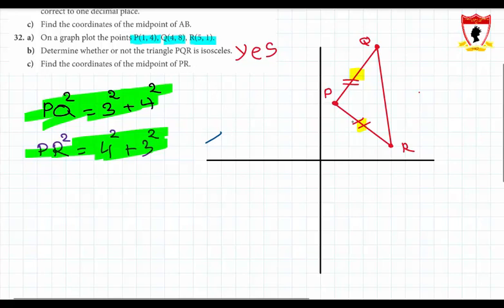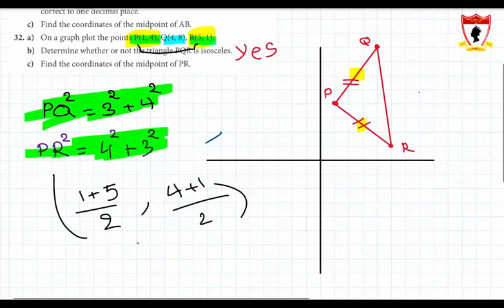Find the coordinates of the midpoint of PR. We need to find the midpoint of PR. Then point P is here and point R is here. Finding the midpoint is easy. We add the x's together. So 1 plus 5 over 2. This is the first entry of the midpoint. And then the y's together. 1 plus 5 was for the x's. And for the y's, we will have 4 plus 1 over 2.